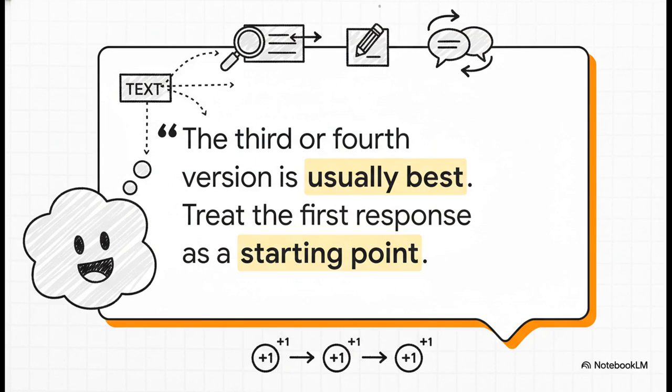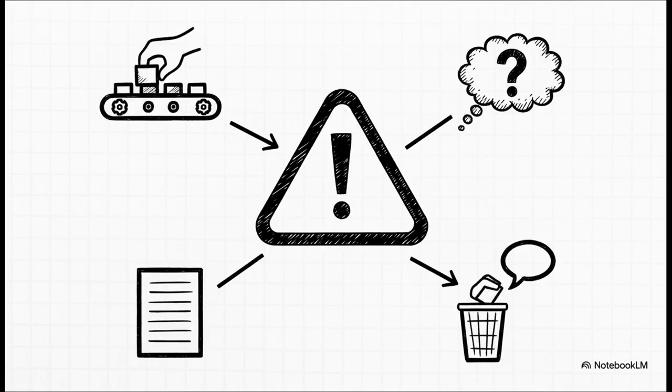That last point about iteration is so crucial. You should really think of your interaction with ChatGPT less like a search engine and more like a conversation. That first response? It's just the beginning. It's your starting point. Use follow-up commands like make it shorter or add more detail here to really refine and perfect the output.